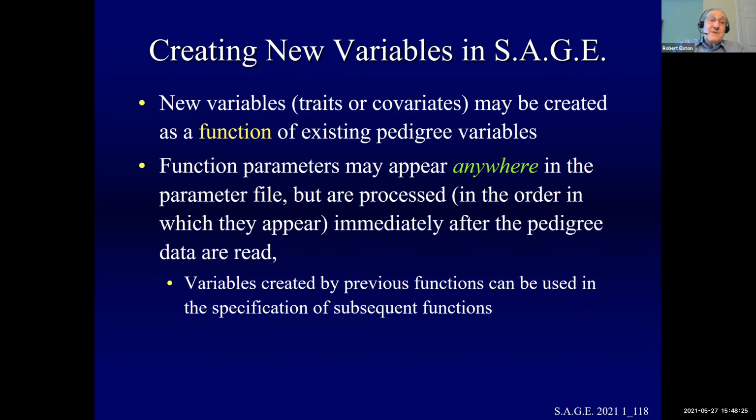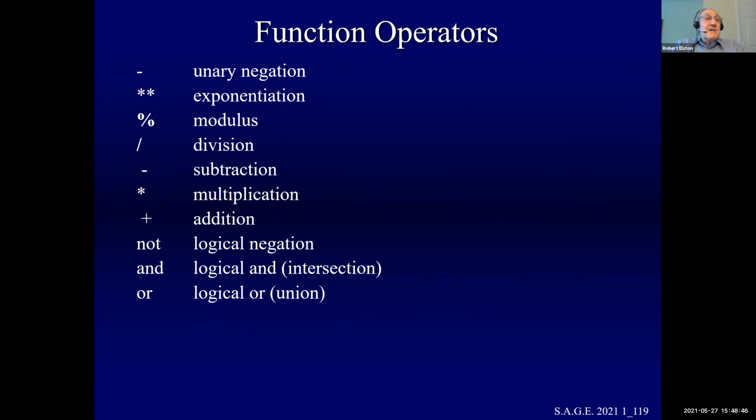Once you've created a variable, as far as S.A.G.E is concerned, it's already there. You can use it in another variable. And marker functions are also available, such as telling you a marker is dominant, recessive, or additive. So let's look at what function operators you can use. There's a whole set of them. A negative sign, a dash, is just unary negation. Two stars is exponentiation. The percent sign is modulus. The slash is division. The minus is subtraction. A star is multiplication. Plus is addition. Not is logical negation. And the and is logical intersection.